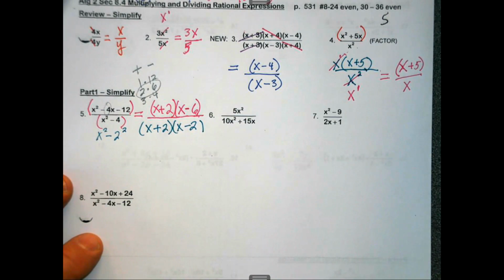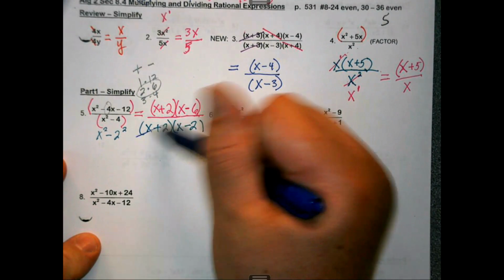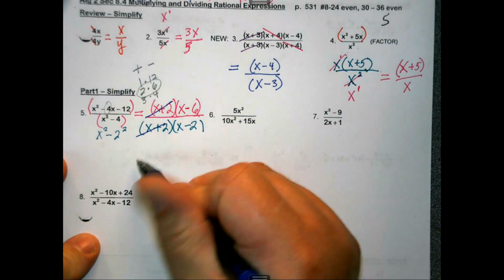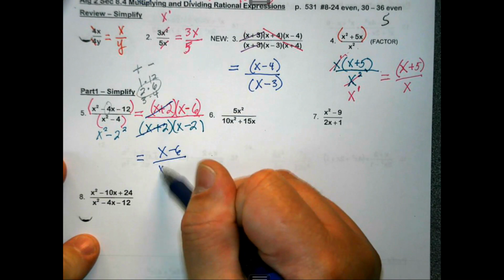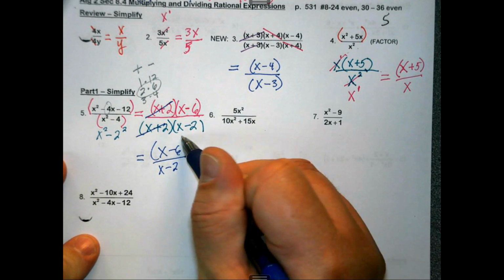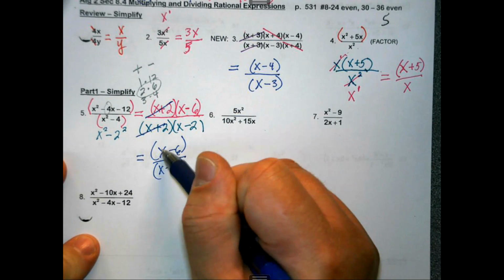Now, can I cancel out any quantities? x plus 2. And what am I left with? x minus 6 over x minus 2. And I'm going to put them in parentheses so I don't cancel out the x's.